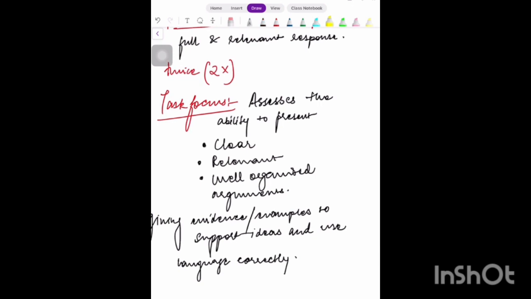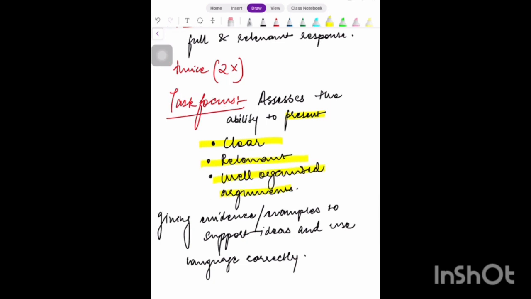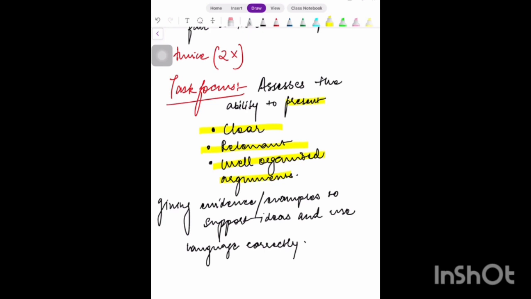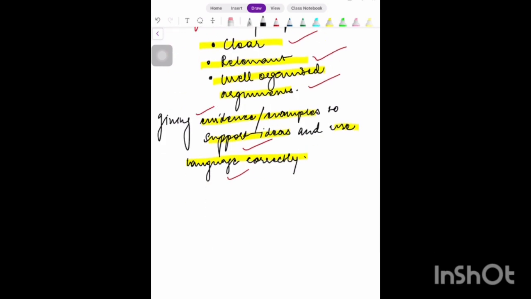So it assesses the ability to present whatever you're presenting in a clear way, it is relevant, and it is a well organized argument. It is not a hodgepodge argument where you give one thing and then give one argument and give the example for it in the next argument. So you are giving evidence and examples to support your ideas and using the language correctly. So clear, relevant, well organized arguments, giving examples to support ideas and using the language correctly. That's what they want to judge out of this task. And the total number of questions in this task is only one question.